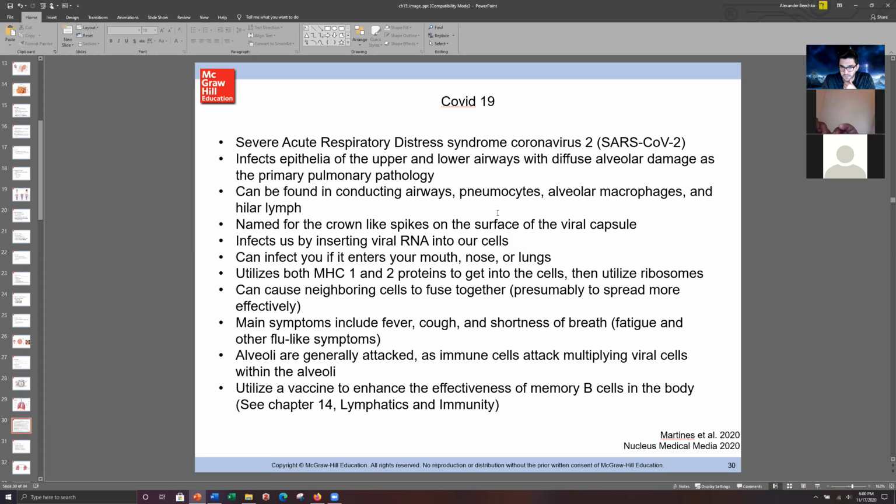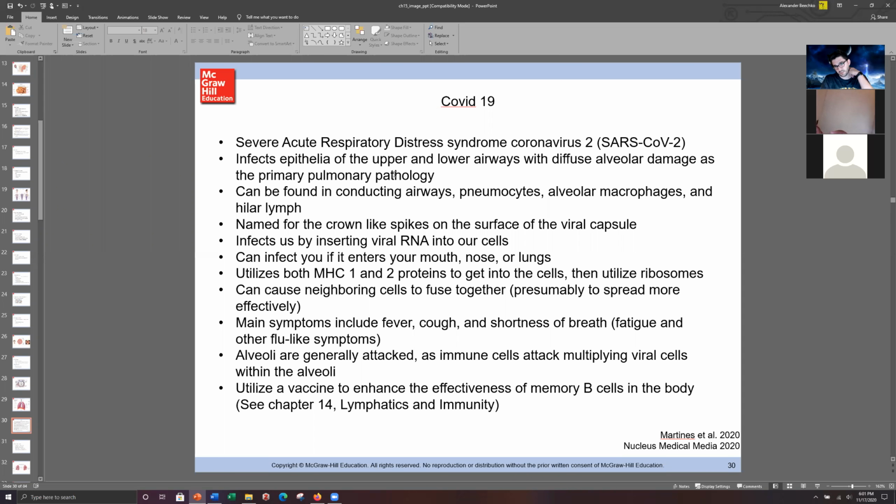It gets named because of the spikes on the surface of the viral capsule. And the way that it infects us is by inserting RNA into our cells. And that RNA is interesting. One of the reasons why the COVID virus is a little bit more interesting than your typical flu virus is most other viruses will actually have to take over the nucleus. But the coronavirus doesn't actually have to do that. It can just simply take over some of the productivity of some ribosomes that are available in the cytoplasm and then start making its own proteins. And then, Bob's your uncle, and the virus has spread throughout that cell.